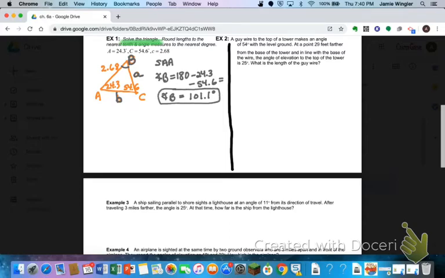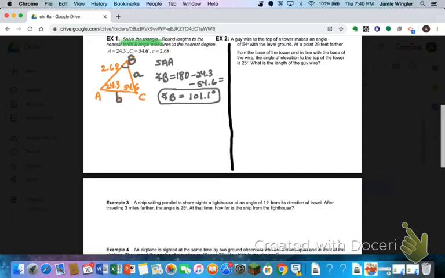The directions say round to the nearest degree, but if I did that, it would not add up to 180 degrees. So my rule of thumb is always round to how the problem's presented. Both of the angles that were given were rounded to the nearest tenth, so that's how I'm going to write my answer.